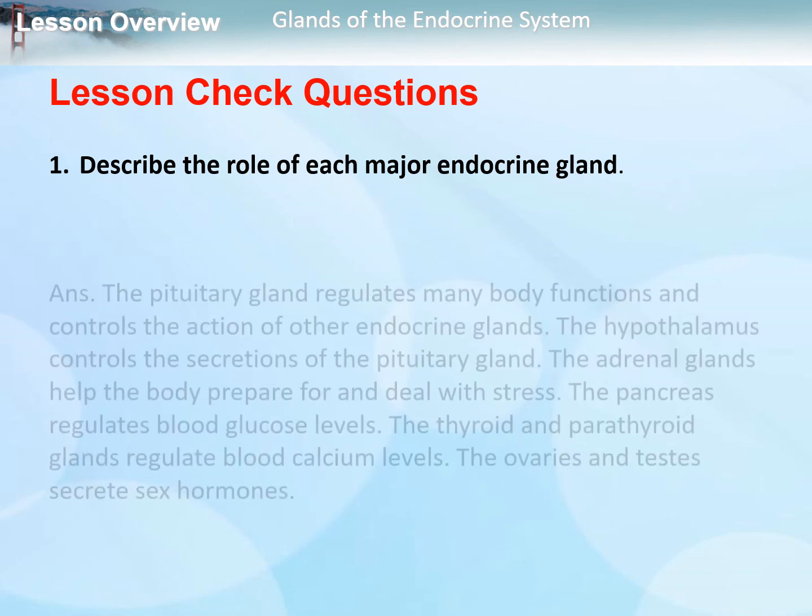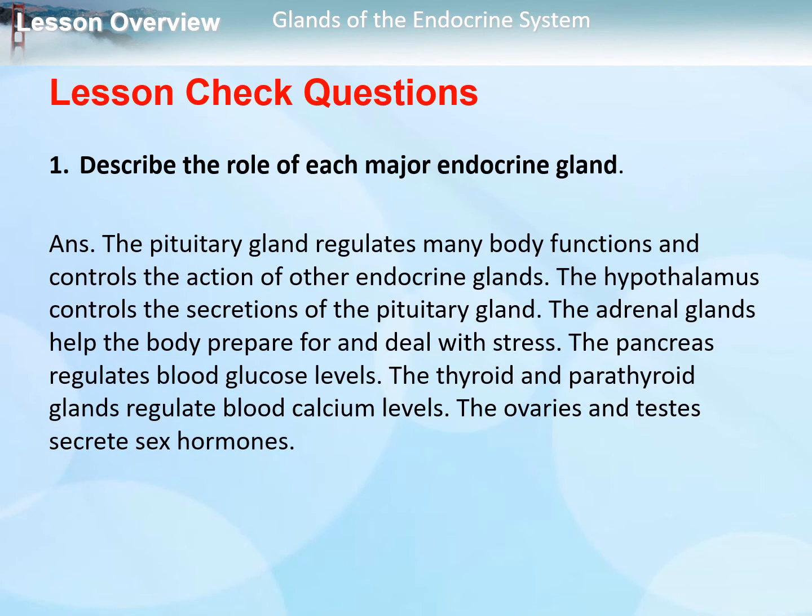The answer is, the pituitary gland regulates many body functions and controls the action of other endocrine glands. The hypothalamus controls the secretions of the pituitary gland. The adrenal glands help the body prepare for and deal with stress. The pancreas regulates blood glucose levels. The thyroid and parathyroid glands regulate blood calcium levels, and the ovaries and testes secrete sex hormones.